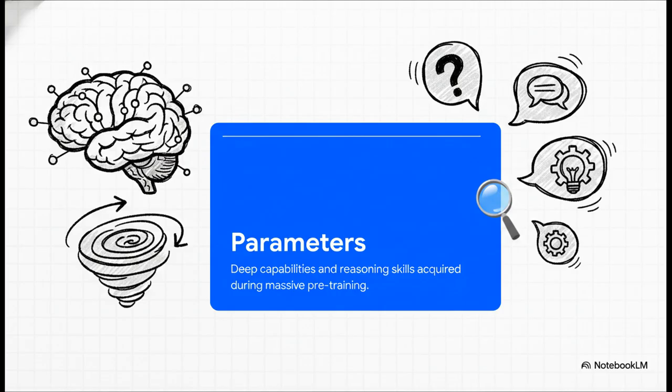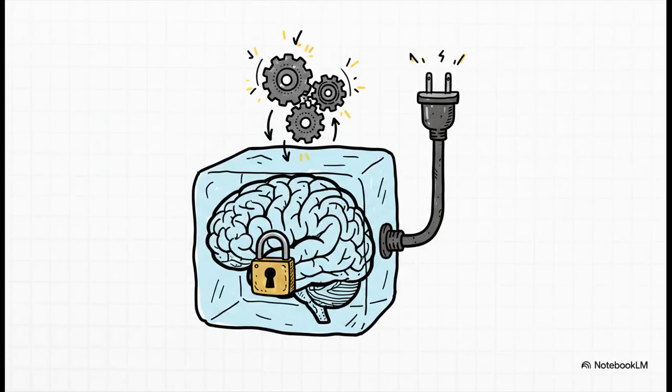When you hear a new model has 70 billion or 400 billion parameters, please don't just think of them as simple data points or static storage space. Think of them as distinct capabilities, complex topics, and deep reasoning skills acquired during massive pre-training. It's not just raw data, it is learned behavior. And because of that incredible pre-training, state-of-the-art models actually freeze the encoder layer, the core language understanding. It's already baked in. It's done.